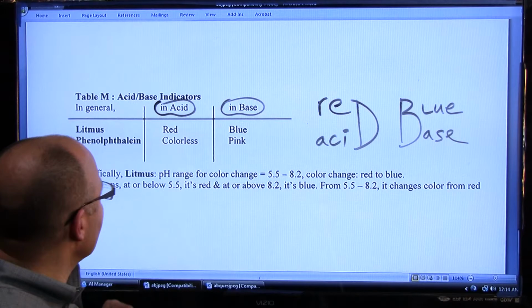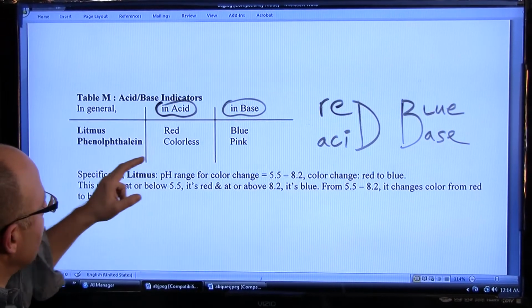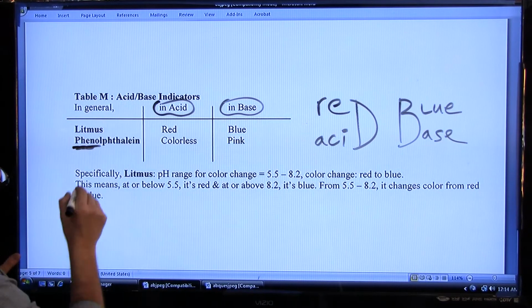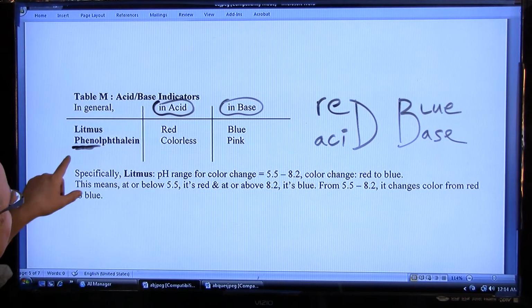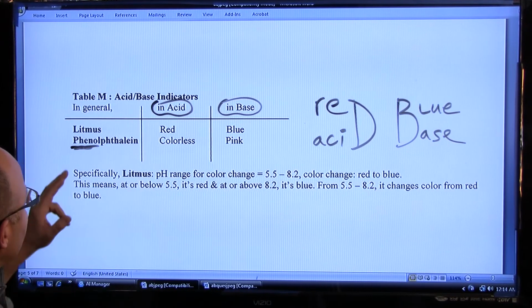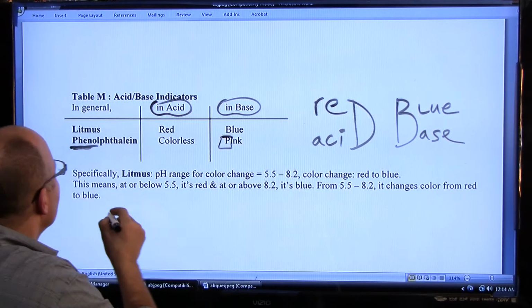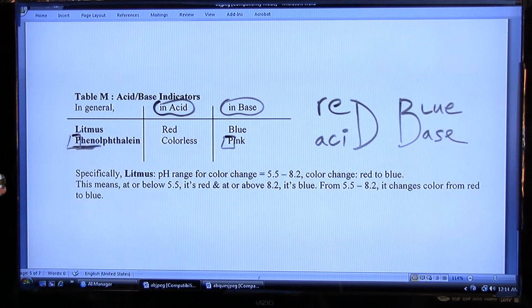And then for phenolphthalein, I want to remember that phenolphthalein in acid is colorless, and that's a long and hard word to spell, so we'll just abbreviate it as pheno. And then phenolphthalein in base is pink. P for the pheno, pink in base.